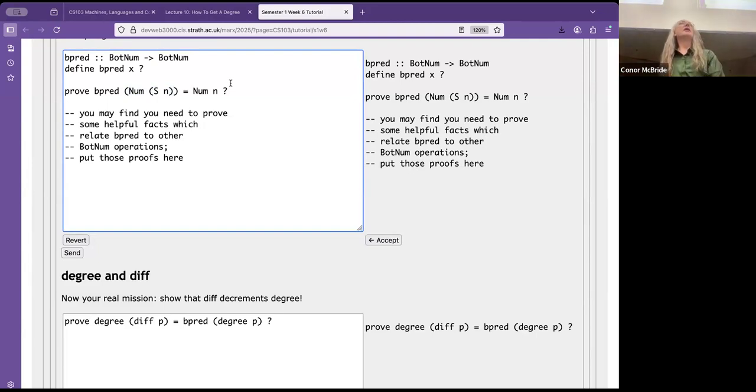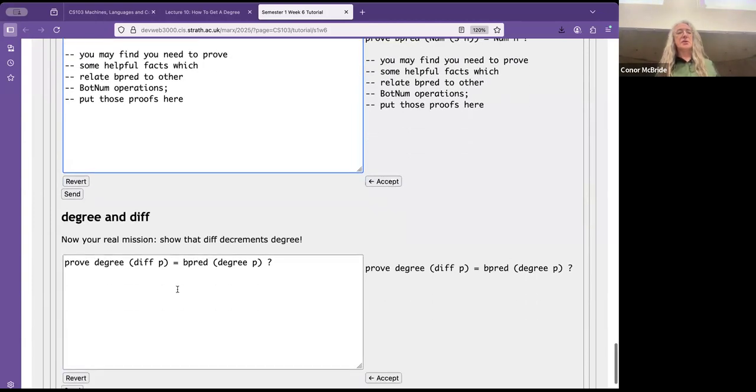If on the other hand we get a number which is 0, or we get minus infinity, you will have to think about what predecessors should do to them. And it might not be obvious straight away. But the crucial thing is, you don't have to make your mind up straight away. Instead, you can start trying to do this proof. And when you do, this proof will force you to make the right choices for the edge cases of bpred.